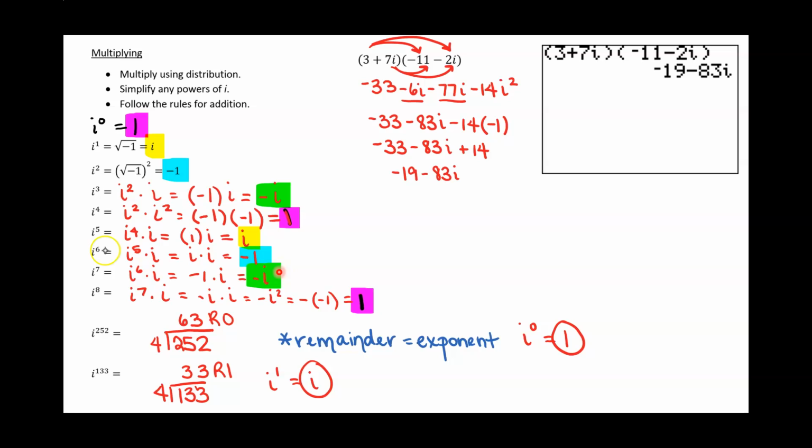Do that same thing with i to the 6th. If we have i to the 6th, 6 divided by 4 would be 1 with a remainder of 2. So i to the 6th should be the same thing as i to the 2nd. And sure enough, i to the 2nd is negative 1, and i to the 6th is negative 1. So again, when you divide, your remainder becomes your new exponent.